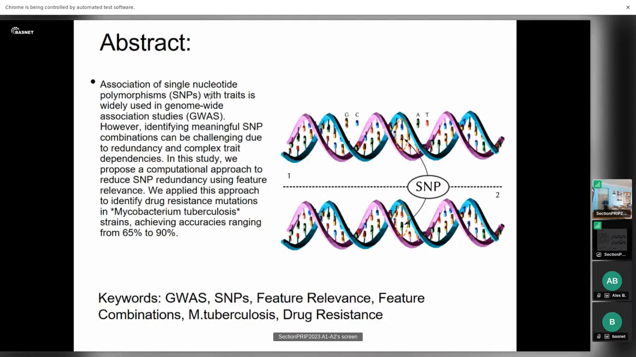In this study, we present a computational approach to reduce SNP redundancy using feature relevance. We apply this approach to identify drug resistance mutations in Mycobacterium tuberculosis strains, achieving accuracies ranging from 65% to 90%.